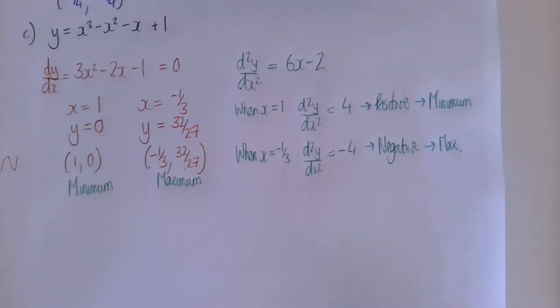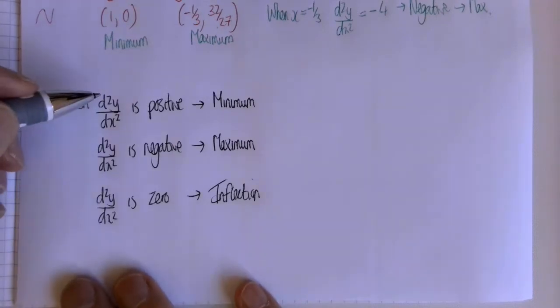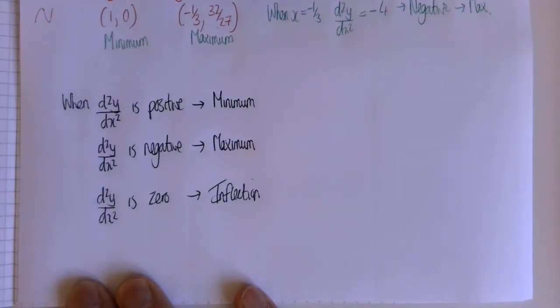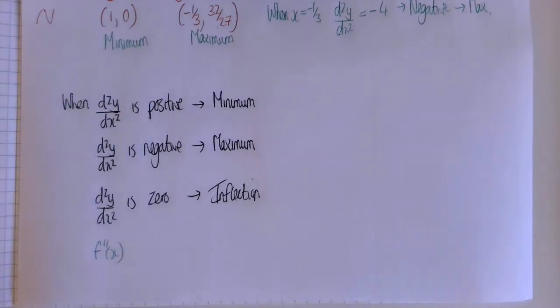So shall we just summarize the results? So when d2y by dx squared is positive, when the gradient of the gradient is positive, you're dealing with a minimum. When the gradient of the gradient is negative, you're dealing with a maximum. And if it's 0, which we haven't come across yet, that's when you get an inflection. And I'm using d2y by dx squared, but don't forget you've got the f double dash of x notation as well, which means the same thing. Okay?